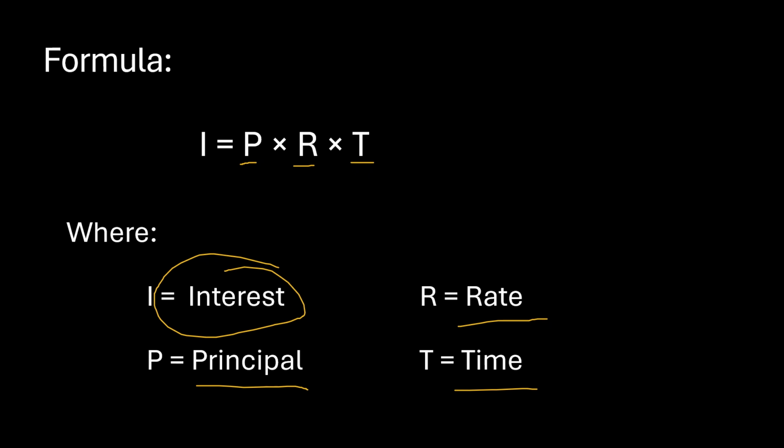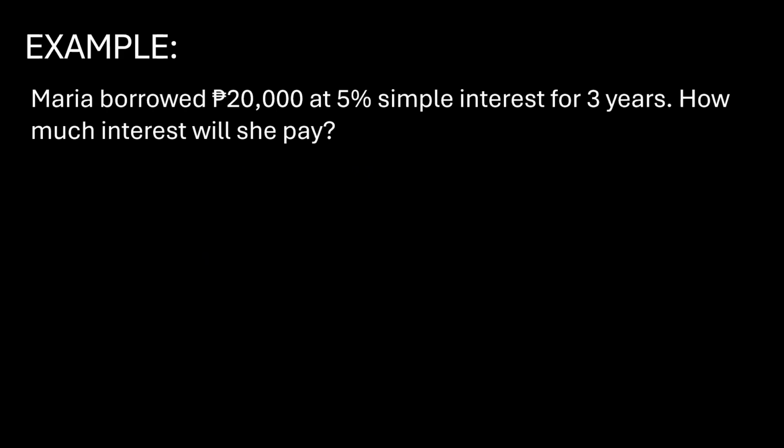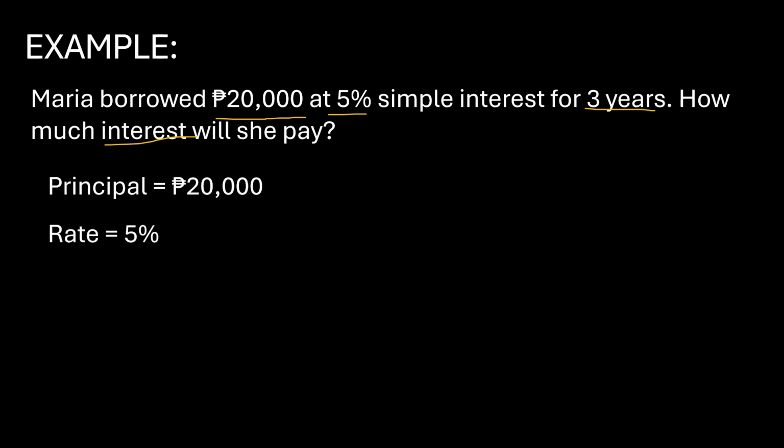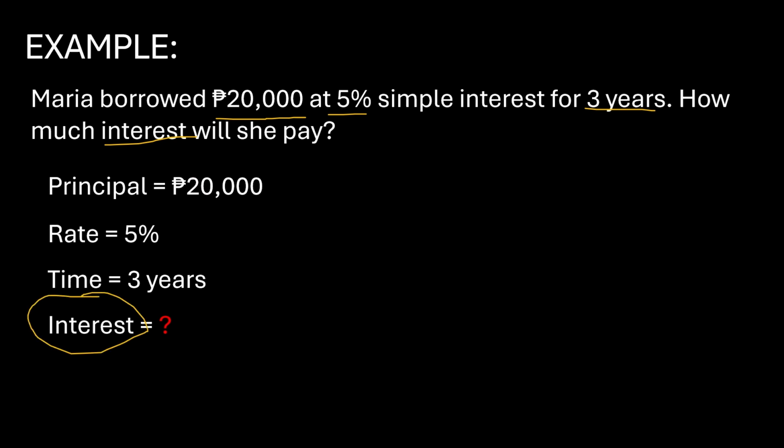Let's solve one example together. Maria borrowed 20,000 pesos from a bank at 5% simple interest for 3 years. How much interest will she pay? Just like before, let's not compute immediately. First, identify the given information. The principal is 20,000 pesos. The rate is 5%. The time is 3 years. Now let's identify what the problem is asking. We're looking for the interest. Since we're finding the interest, let's use the simple interest formula. I equals P times R times T.